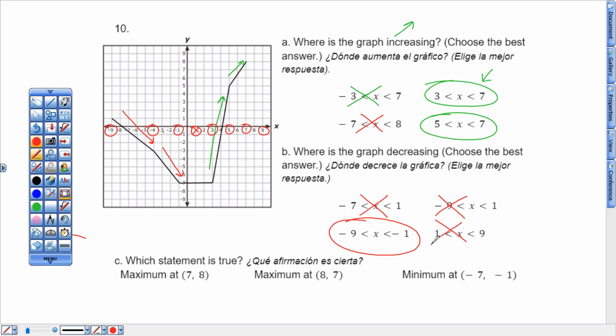All right, this one says a maximum at 7, 8. So right 7 up 8, and I could see that does match this point. That is 7, 8. That is the maximum. This one says there's a maximum at 8, 7. So if I go right 8 up 7, that does not match that part of the graph. So that one's no good. This one says minimum at -7, -1, and I can see there's lower parts of my data, so that's not good. All right, moving on.